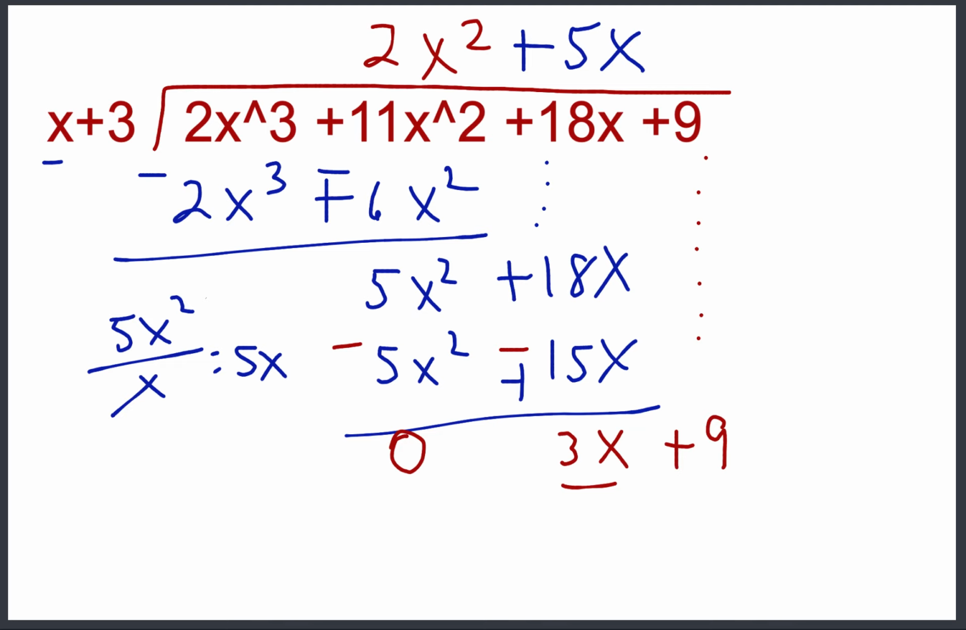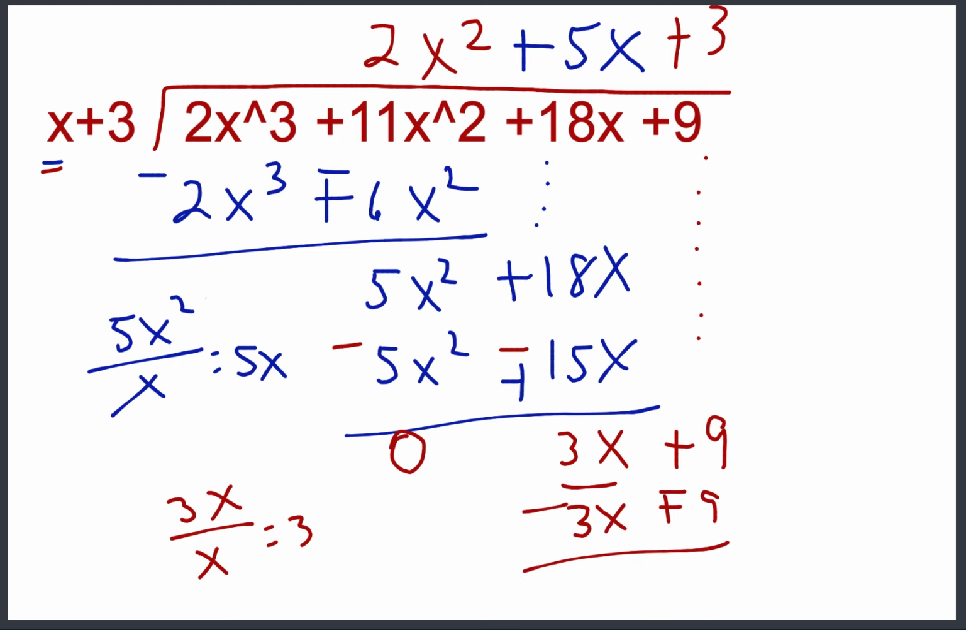I ask myself, is 3x divisible by x of the divisor? And I get 3. Good news. I'm out of numbers. I'm out of columns. When I multiply it through, I get 3x plus 9. If I subtract it, I get a remainder. There it is, 0.